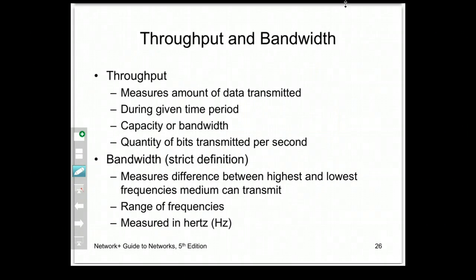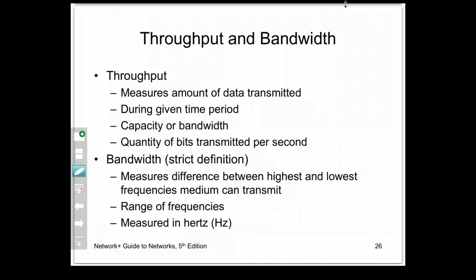Throughput and bandwidth. You guys have heard of this, hopefully before the class. Maybe heard that term thrown around. Basically, throughput just measures the amount of data that's transmitted during a given period of time, the capacity or bandwidth you have, and it's quantified by bits per second. The quantity of bits per second is your throughput. So again, the amount of data transmitted during a given period of time, what the capacity is, and the transmission of those bits per second.